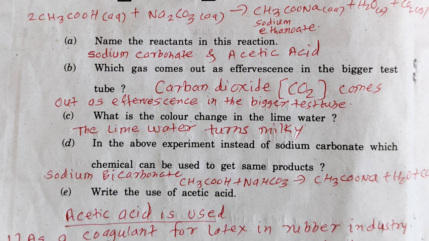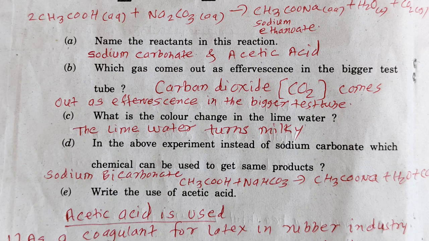B. Which gas comes out as effervescence in the bigger tube? Carbon dioxide comes out as effervescence in the bigger tube. C. What is the color change in the lime water? The lime water turns milky.